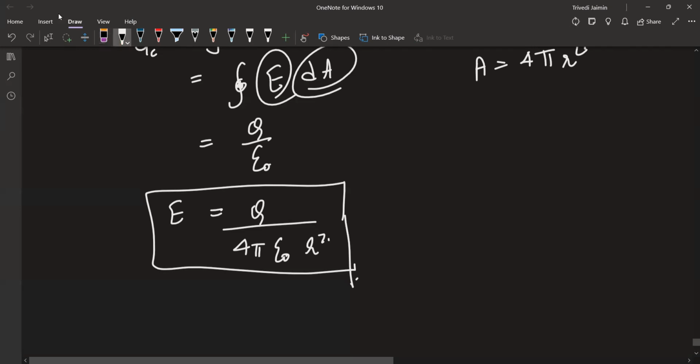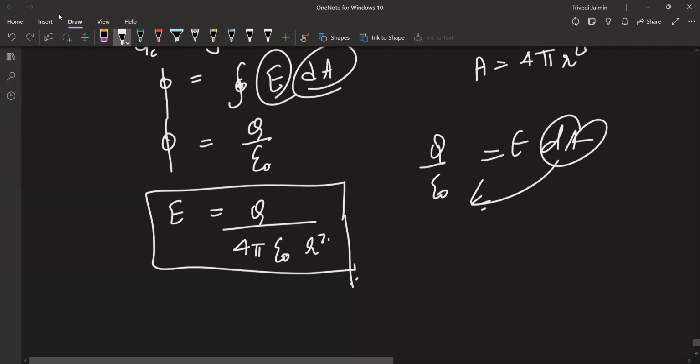So what is this phi value? And this was a phi value. So we are equating Q by epsilon naught E dA. So dA will come down. So we are getting this value. Can you all hear me right? Am I audible or shall I speak a little bit louder? Audible, sir. Super.